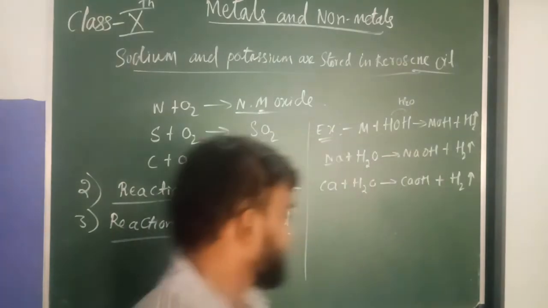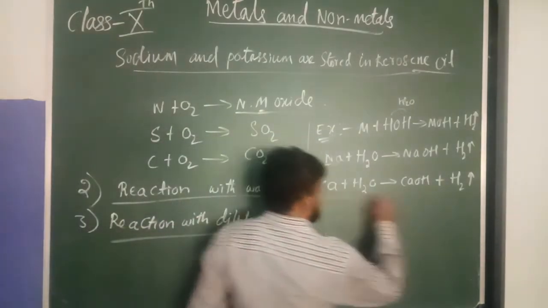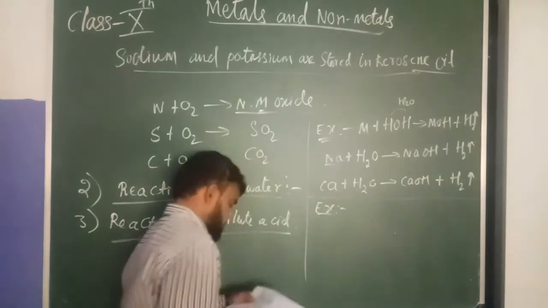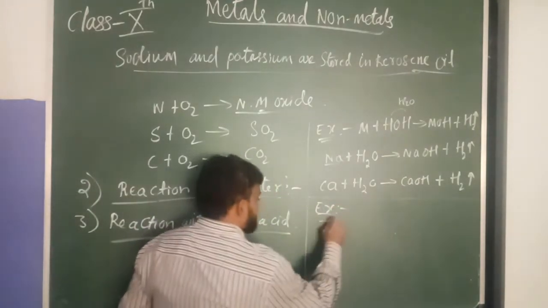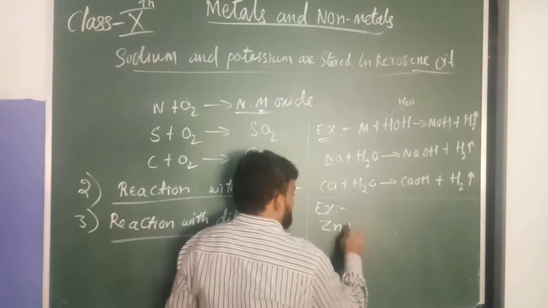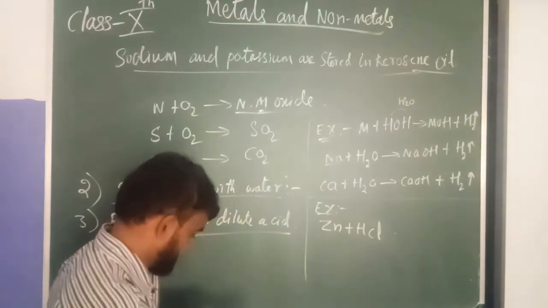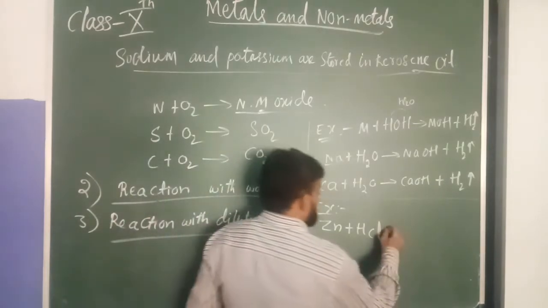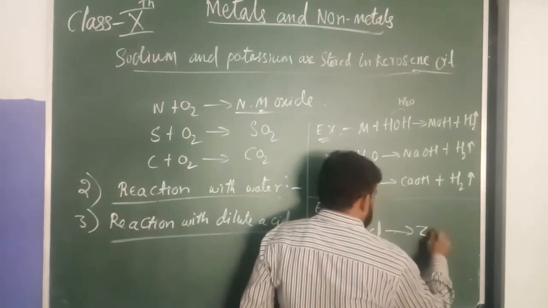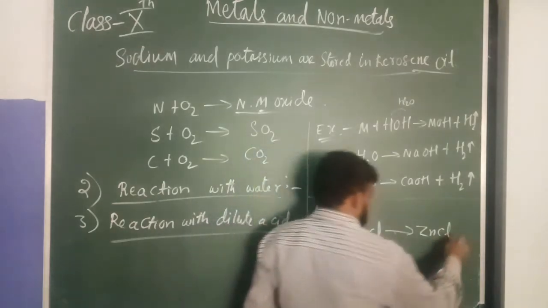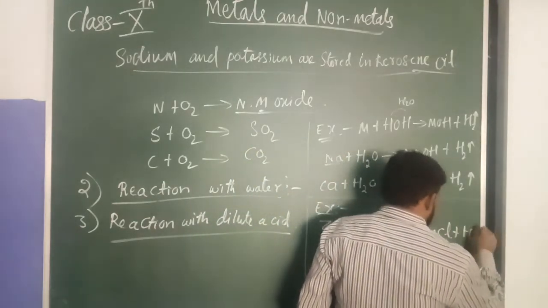So, if we take an example here, zinc plus HCl, zinc plus hydrochloric acid. This is the acid, right? And what will it give? Zinc chloride, ZnCl2, will form, and hydrogen gas will be released.